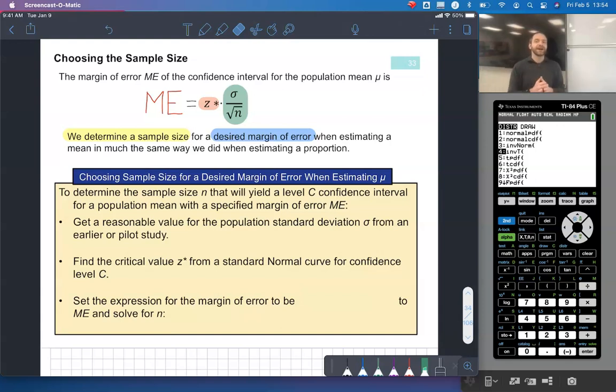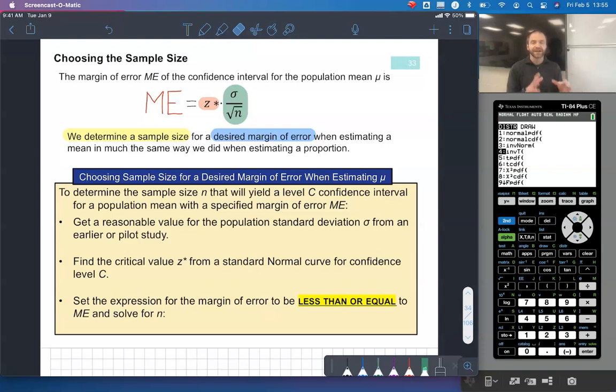So that way you knew what sample size to collect. To determine a sample size, there are a few things you can do. You can get a reasonable value for your population standard deviation from an earlier or a pilot study that was done. You find the critical value, your Z star, from the normal curve based off the confidence level that you're willing to accept. And then set the expression of the margin of error to be less than or equal to the margin of error and solve for n. So we are going to do this, and we're going to look at how we go about doing this.